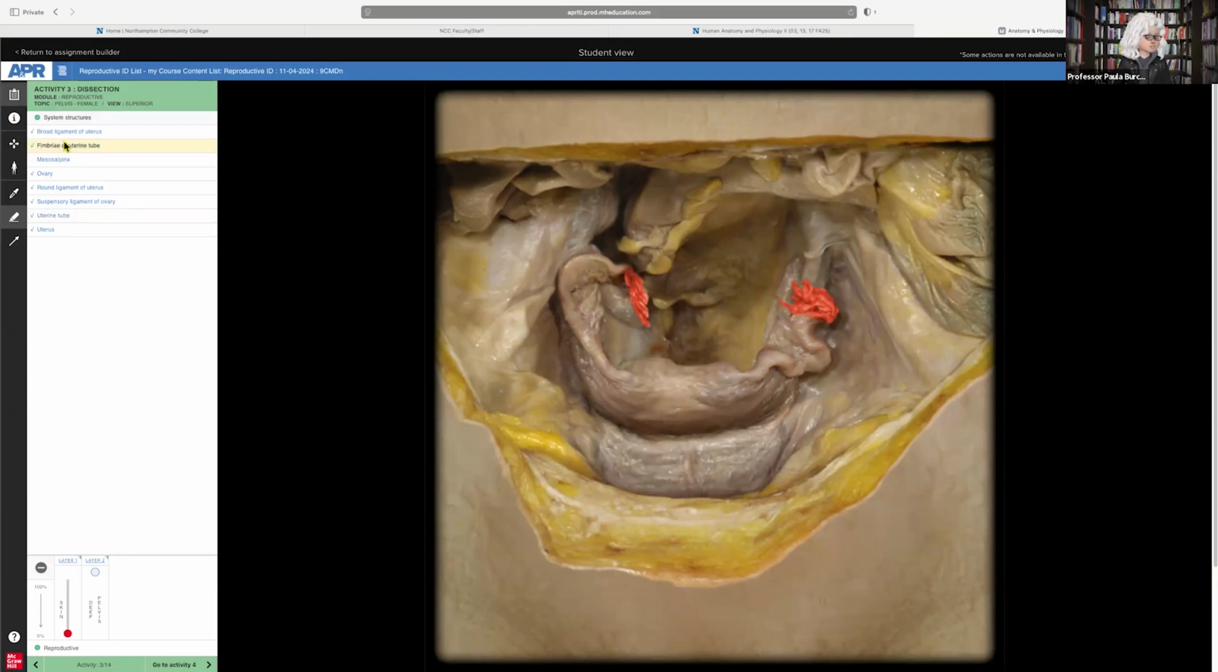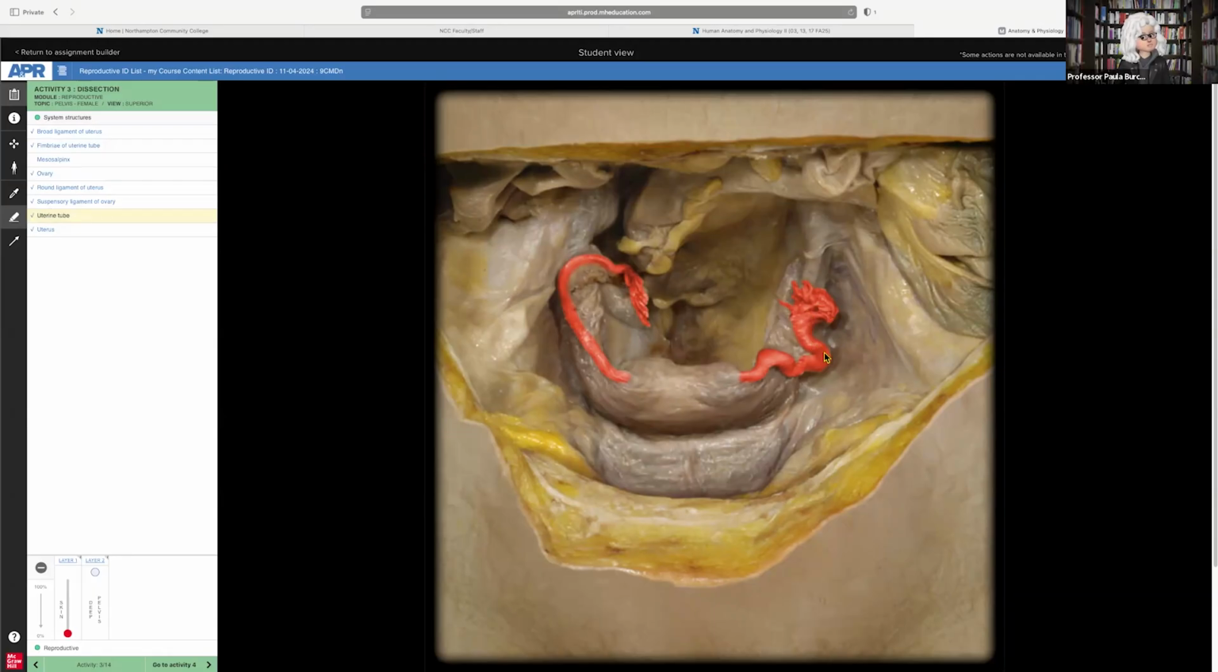The uterine tube is not physically attached to the ovaries, but during ovulation, the fimbriae surround the ovaries and create a current to help pull the ovulated oocyte into the uterine tube. So this is the infundibulum here. Let's go back to the uterine tube. This little funnel-shaped section with the fimbriae coming off of it.